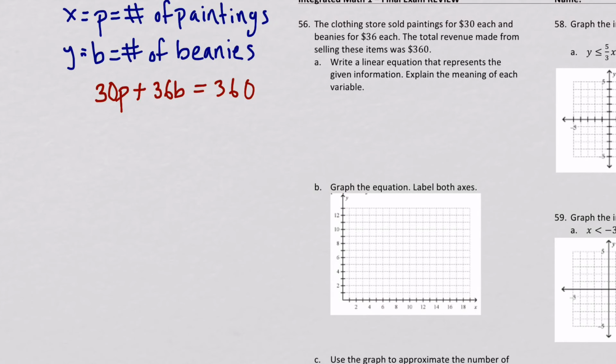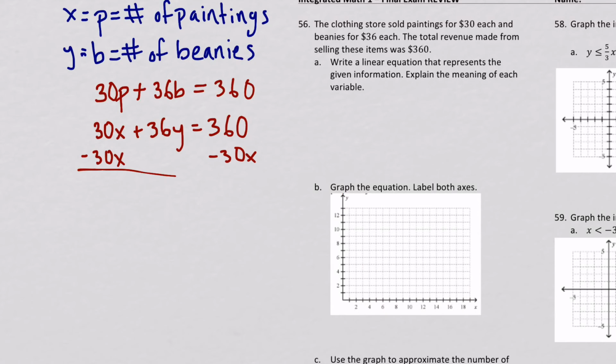And that should help me graph it. So if I change this equation to 30P, which is 30X, plus 36Y equals 360, I now can graph it. Okay, so in order to graph, I'm going to change it into slope-intercept form, just the form that we always like for graphing. I'm going to subtract 30x from both sides. I got 36y is equal to negative 30x plus 360.